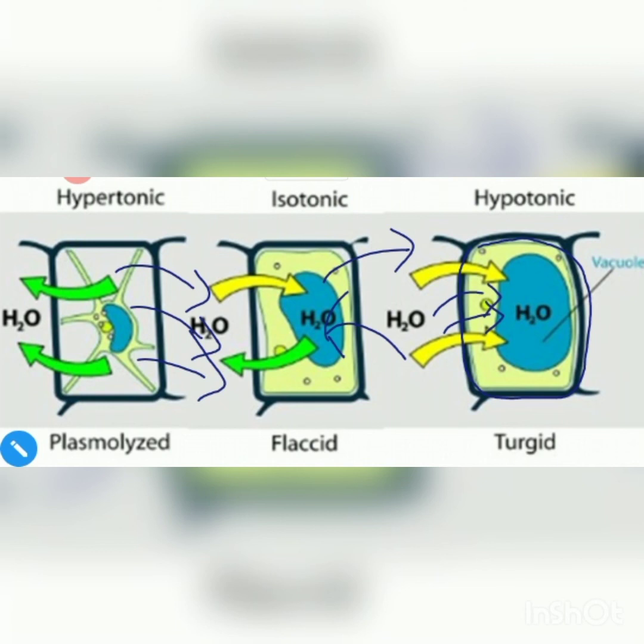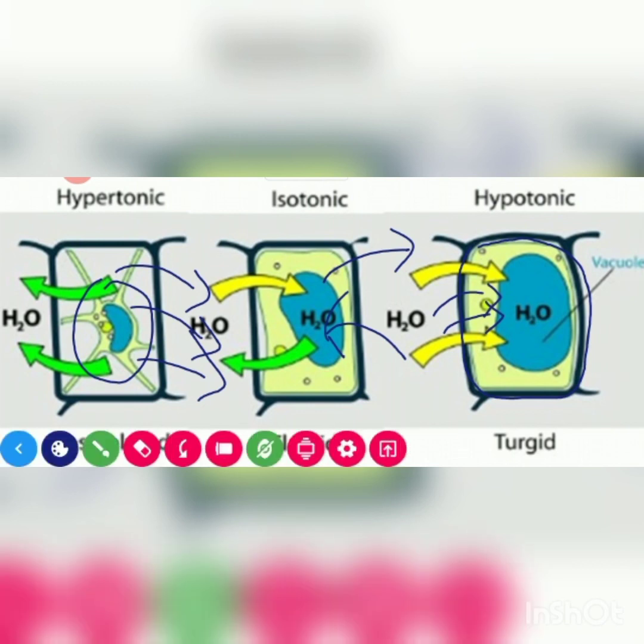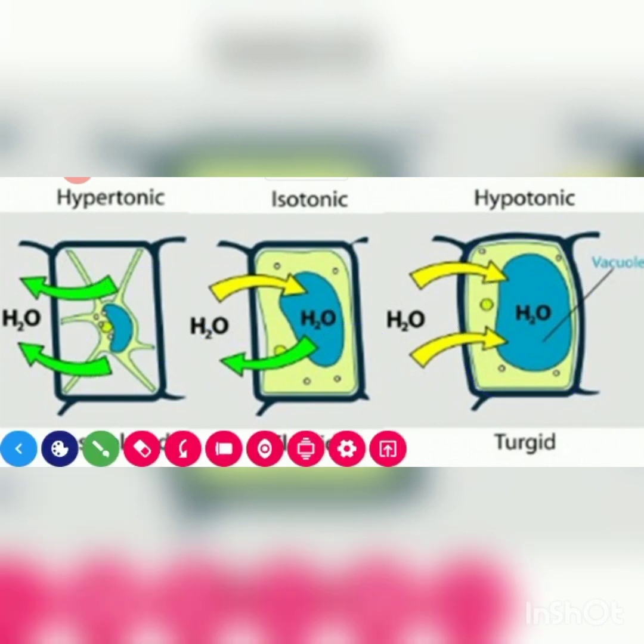That is, the cell will start to contract away from the cell wall and it will be seen in the center like this. Now this is called plasmolysis. What is it called? It is called plasmolysis.